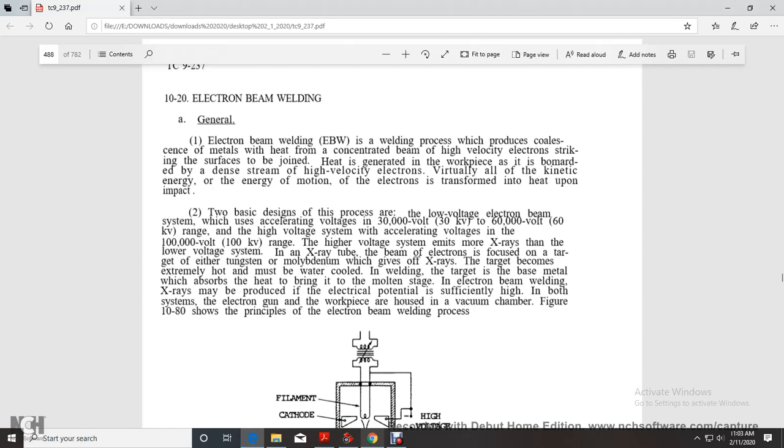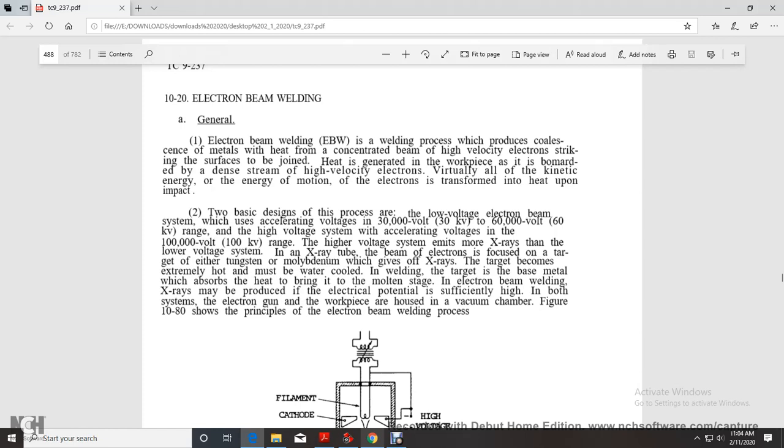There are two basic designs: the low voltage electron beam system, with an accelerating voltage in the range of 30,000 to 60,000 volts, and the high voltage system, with accelerating voltages of 100,000 volts and higher. The higher voltage ranges produce more X-rays than the lower voltage systems. In the X-ray system, the electron beam is focused on a target of either tungsten or molybdenum, which gives off X-rays. The target becomes extremely hot and must be water cooled. When welding, the base metal absorbs the heat to reach the molten stage. While electron beam welding, the X-rays may produce an electrical potential sufficiently high in both of these systems.